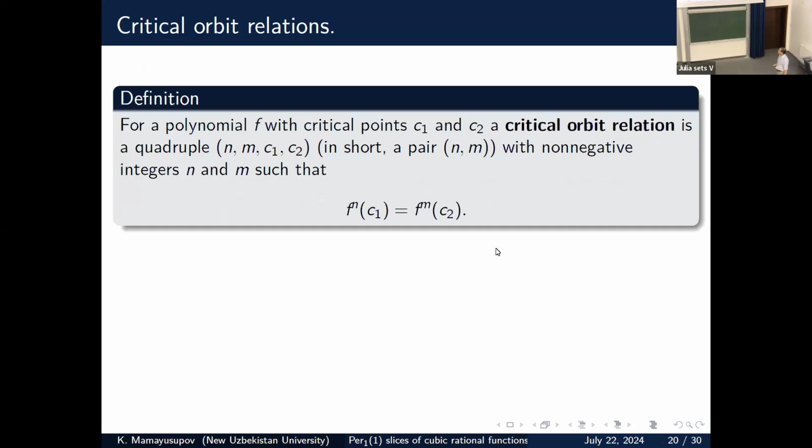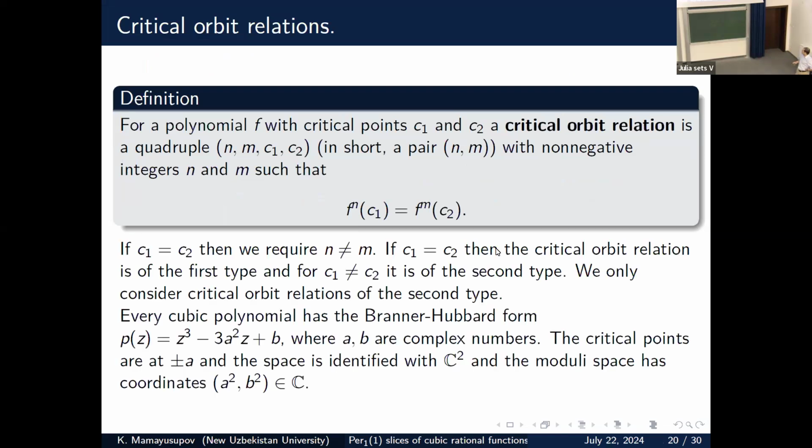So now critical orbit relations. This is the definition of a critical orbit relation: some iterate of one critical point lands on some iterate of another critical point. Here we consider only the case when the critical points are not the same, and I iterate the two critical points. So now I will say a little bit about how to find them or how to generate them.